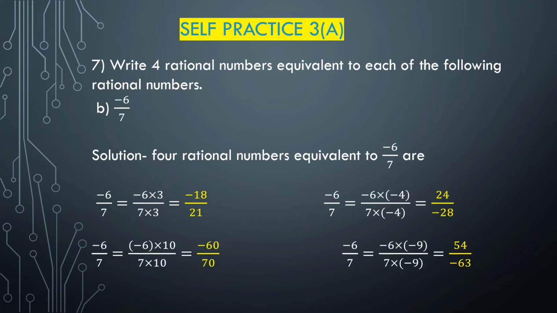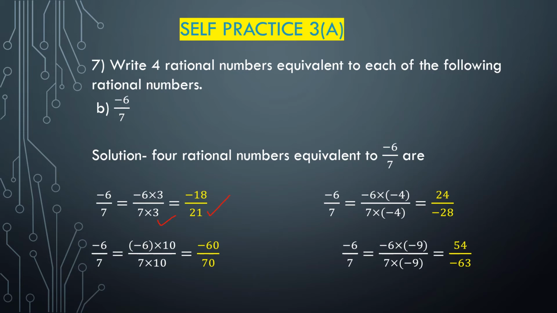Now we solve question number second, part B, minus 6 divided by 7. We have to find the 4 rational numbers equivalent to minus 6 divided by 7. If we multiply the number 3 with both numerator and denominator of minus 6 divided by 7, we get minus 6 multiplied with 3 is minus 18 and 7 multiplied with 3 we get 21. So we get minus 18 divided by 21.